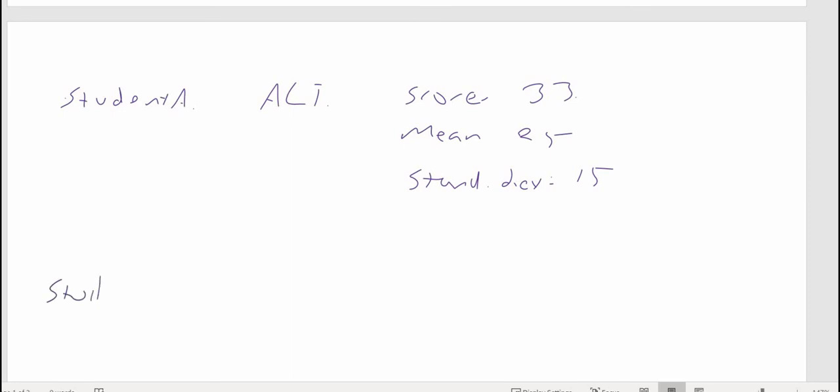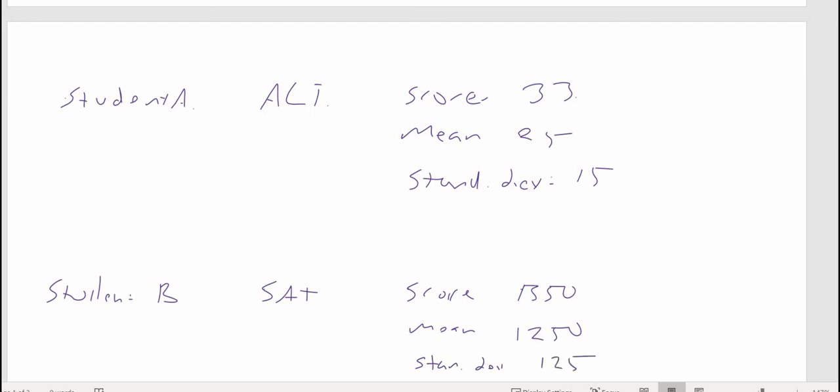Now student B comes along, but takes the SAT, and they score a 1350 on it. The mean for all students taking it, let's say, is 1,250 with a standard deviation of 125. Now, which student actually did better on the standardized testing?